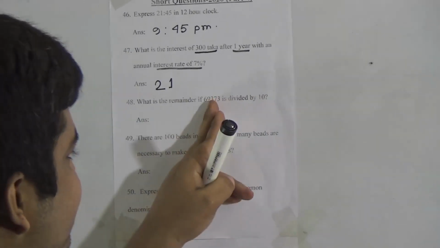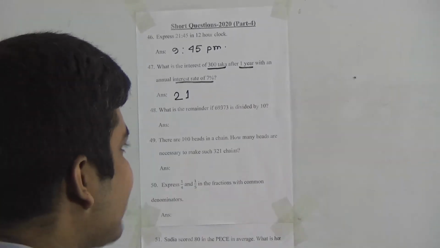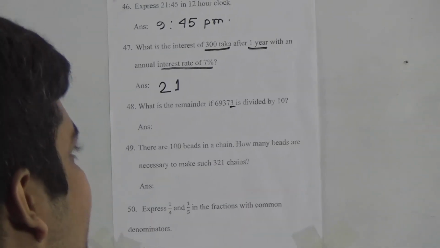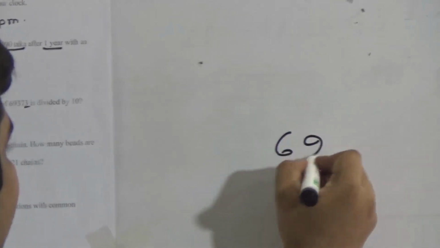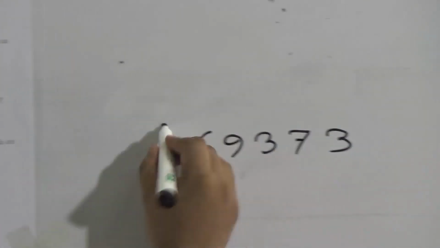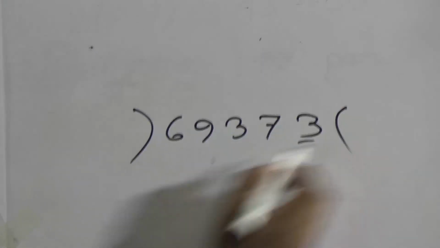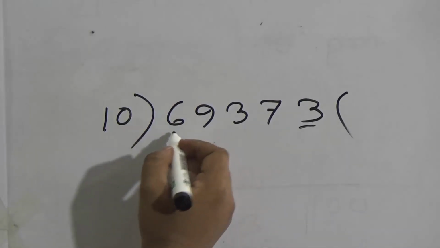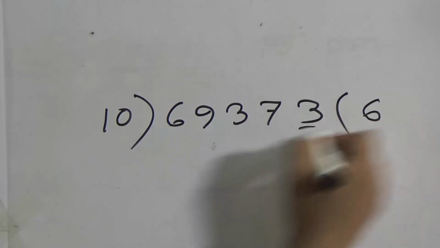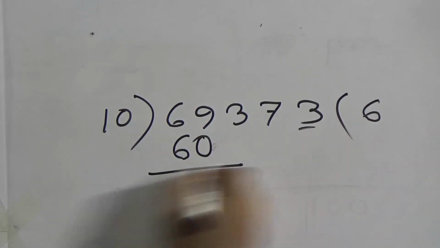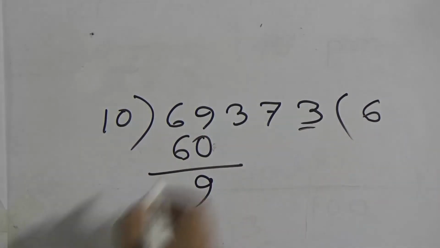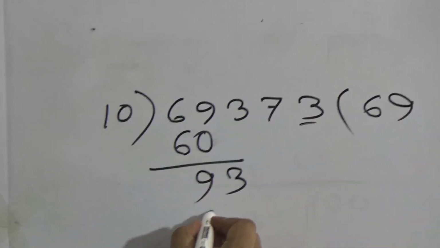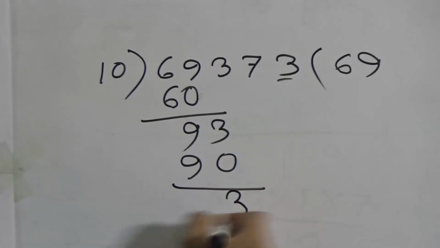So we divide this number and we get the last digit, that means 3, as the remainder. Now we check 69,373. In each case, you find the last digit as the remainder if you divide that number by 10. In 69, 10 goes in 6 times, that means 60. If we subtract, we get 9, then 93. In 93, 10 goes in 9 times, that means 9 tens are 90. Then we subtract and get 3.